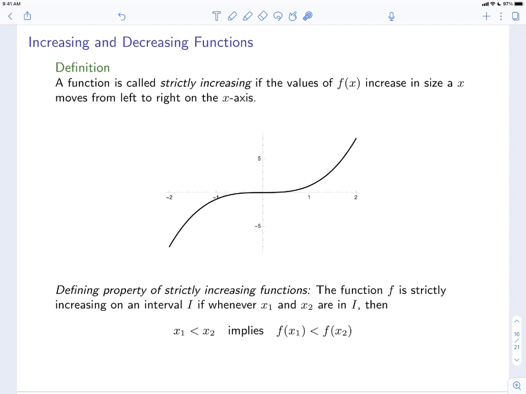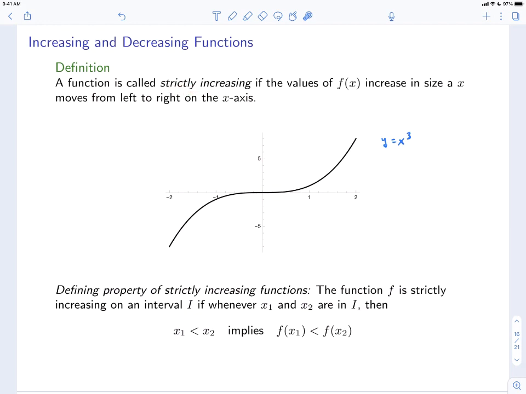Another important property of functions is increasing and decreasing properties. We say that a function is strictly increasing on some interval if the output values increase in size as x moves from left to right. Here's an example. This again is y equals x cubed. As we move from left to right, the output values are higher up on the y-axis. So this is strictly increasing.